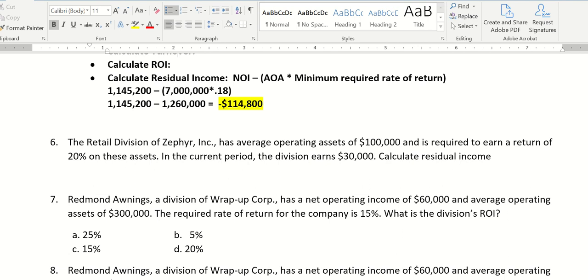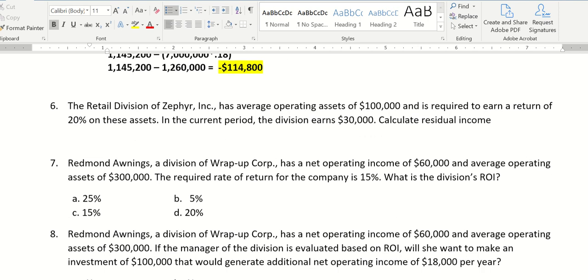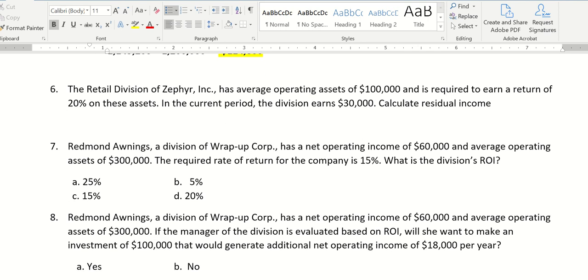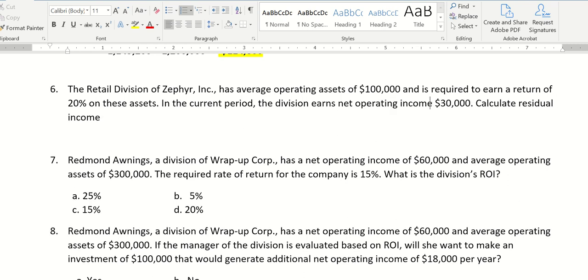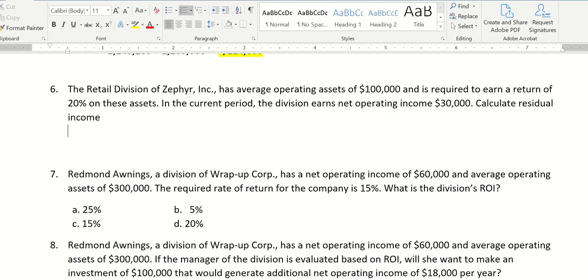And now number 6 is a brand new problem. It has average operating assets of 100,000, required rate of return 20%, and in the current period, the division earns 30,000. So they earn maybe net operating income of 30,000. I think they just need to be a little more specific in that problem.